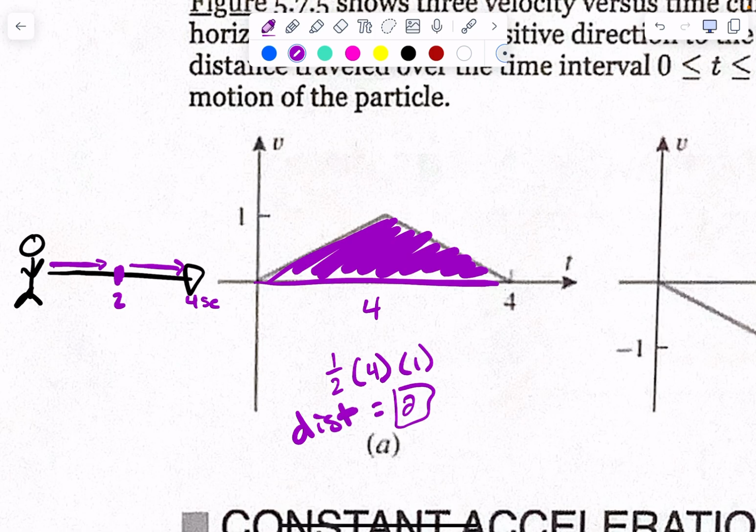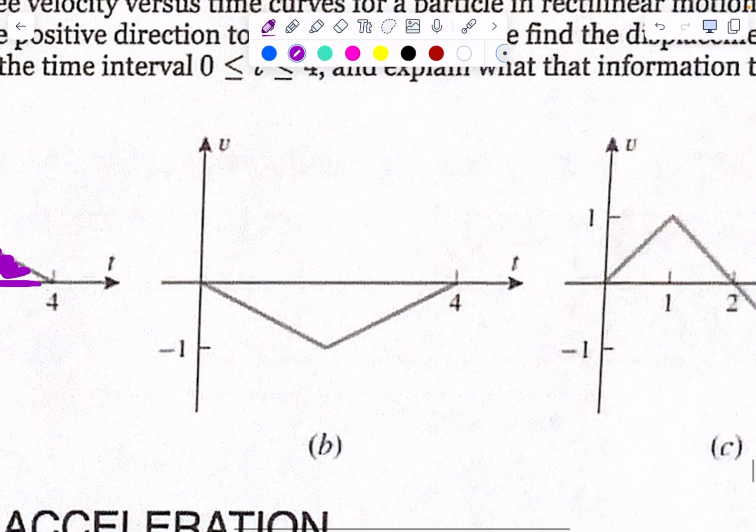Distance is like the integral, the area, right? Okay, it is the area. Now, what's the difference here? This is also going to have a distance of 2. So I've gone 2 for a distance. I'm moving to the left.